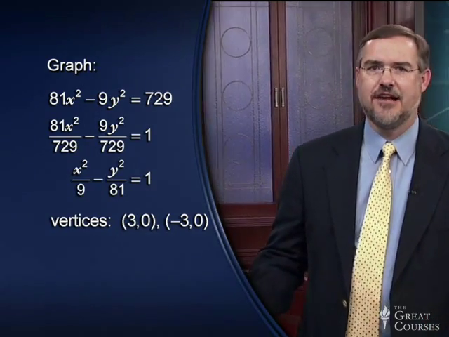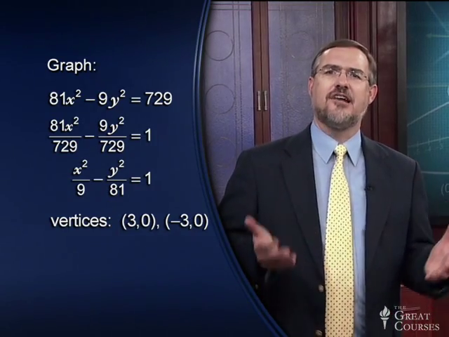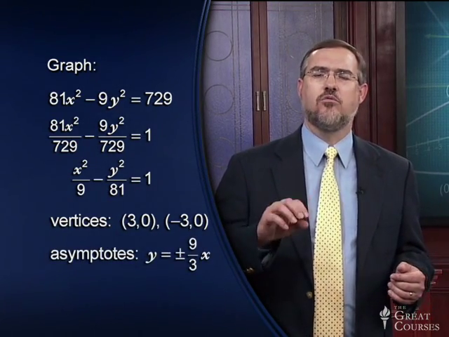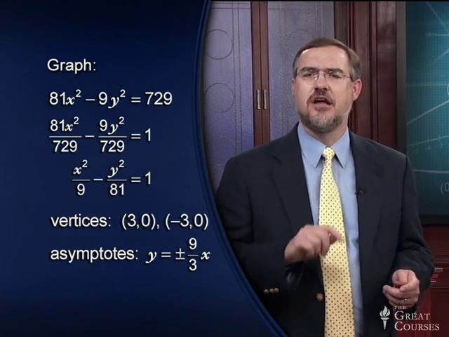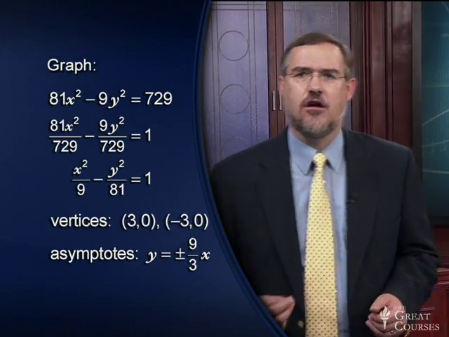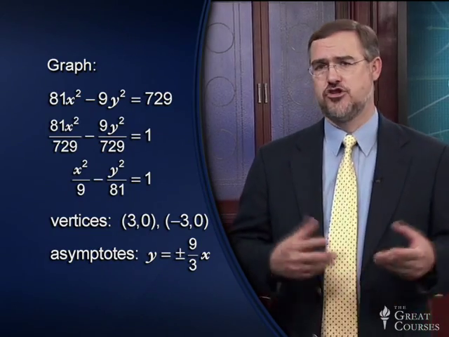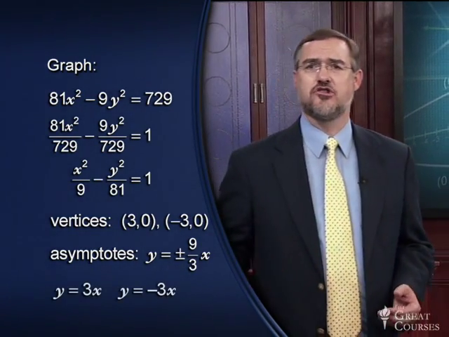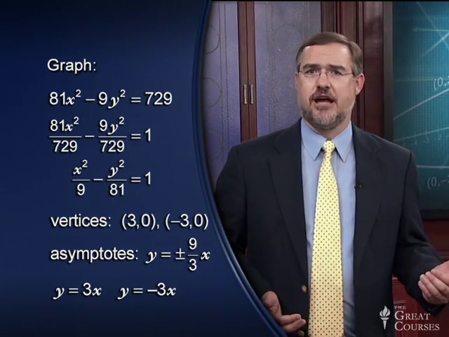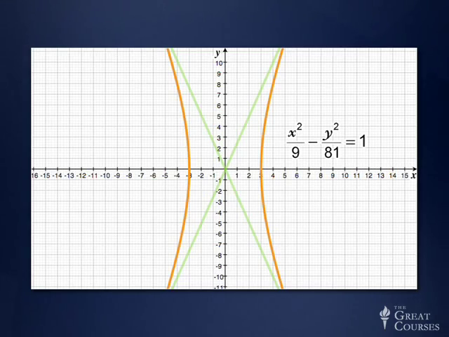Lastly, can I figure out the asymptotes? Because once I know those, I've got the boundaries basically of my hyperbola. And the asymptotes in this case have equations y equals 9 over 3 x and y equals negative 9 over 3 x. And the 9 and the 3 are coming from the square root of 81, which is 9, and the square root of 9, which is 3. So the asymptotes are actually just y equals 3x and y equals negative 3x. I can plot those, I can plot the vertices, I can draw the branches of the hyperbola, getting close to those boundary lines, those asymptotes, and I'm done.